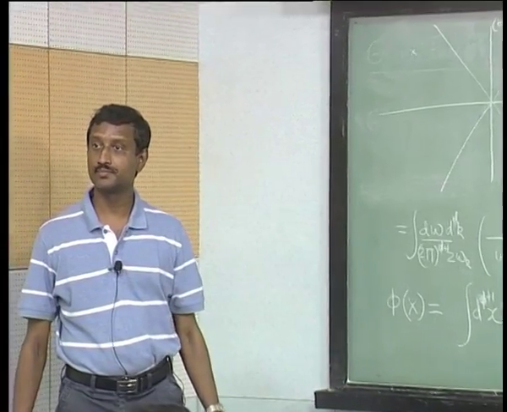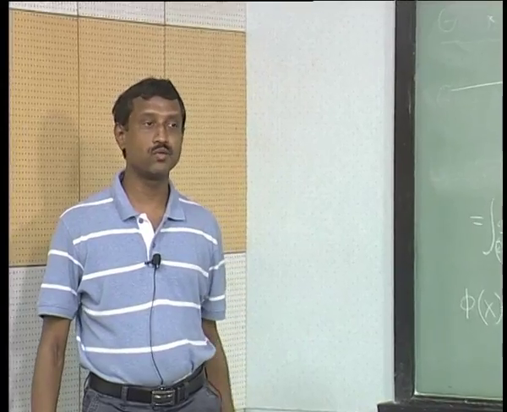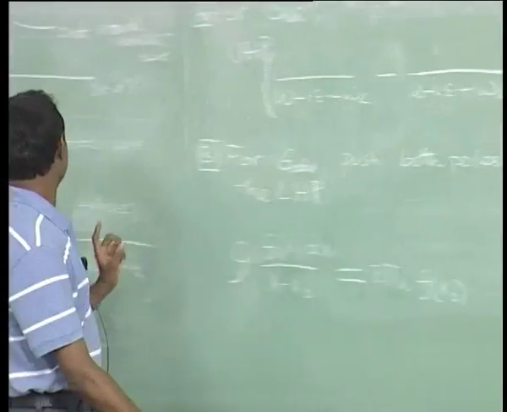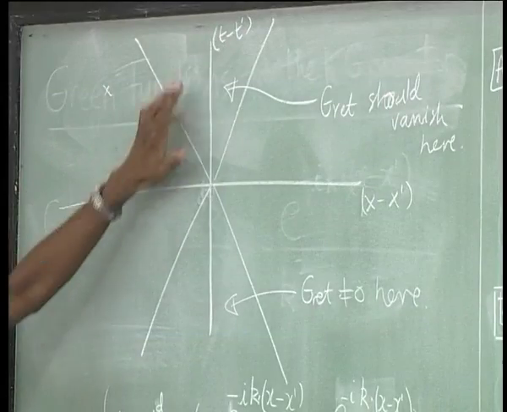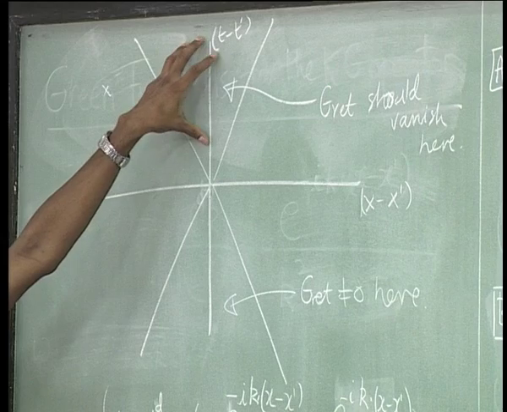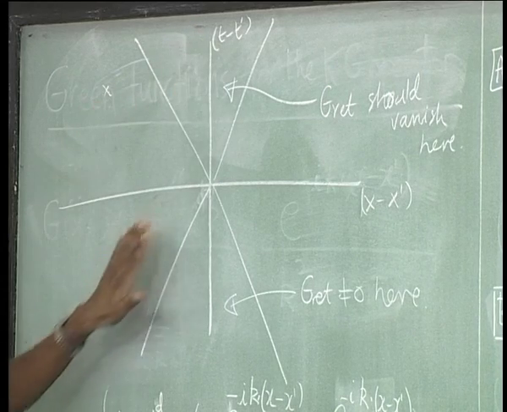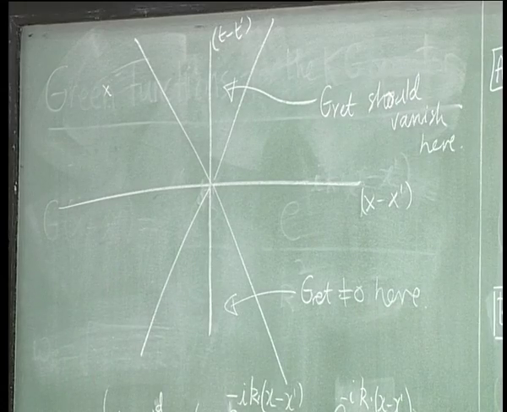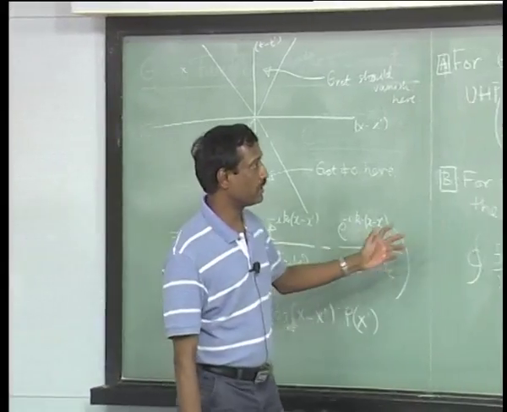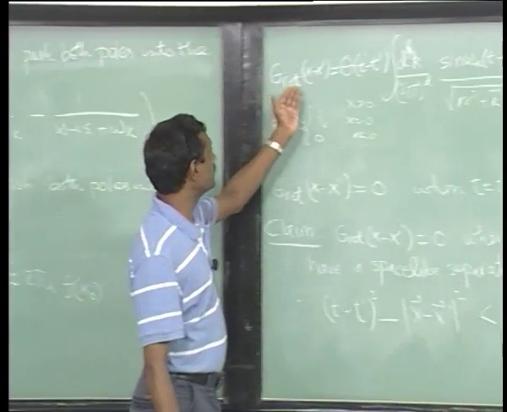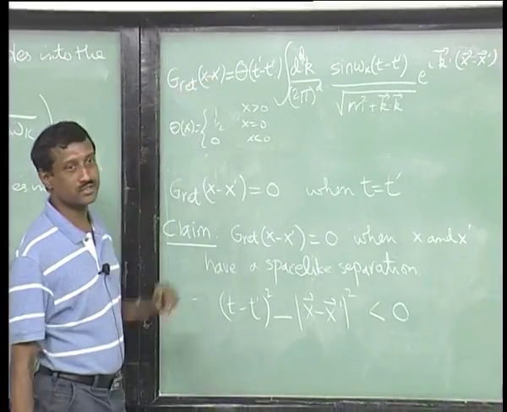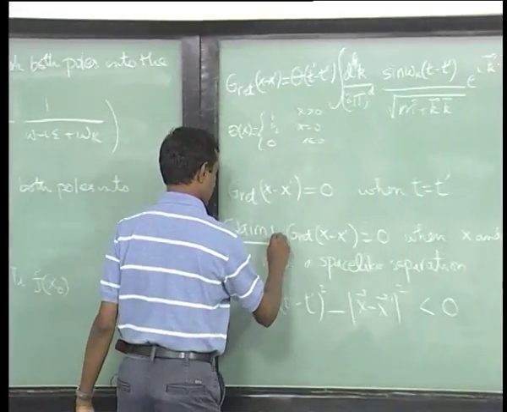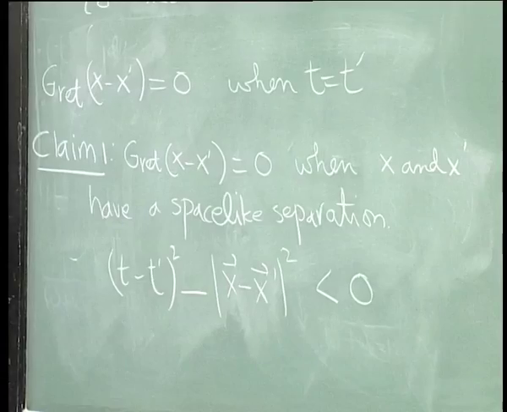This is good news. This is something you wanted. Okay. So it vanishes not just here in G retarded, it vanishes even in these regions. It is only non-vanishing out here. So it is quite nice. Okay. So the claim is that G advanced is just the minus, you just exchange the roles. So this is claim 1, which you can prove because it is easy to see.